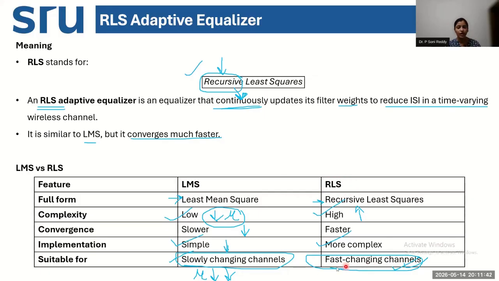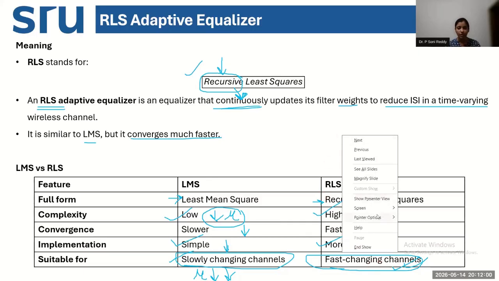Why? Because for a fast changing channel, you have to study the channel fast. If you want to study the channel fast, you can't waste time doing precise tracking of the channel. So LMS is not used there. RLS is more preferred compared to LMS for fast changing channels.